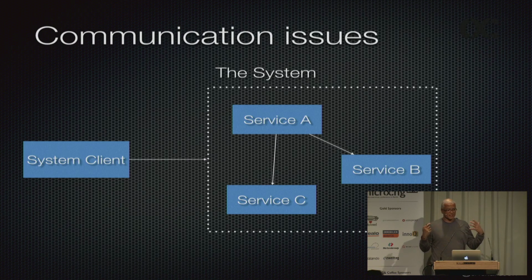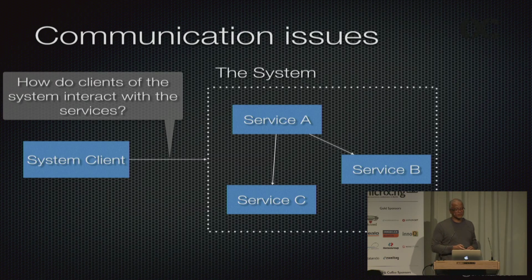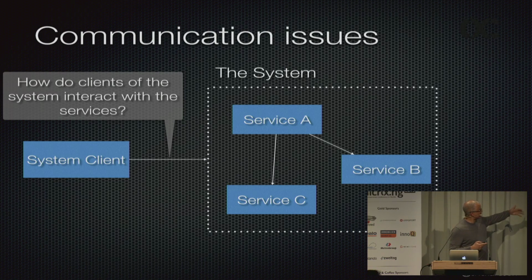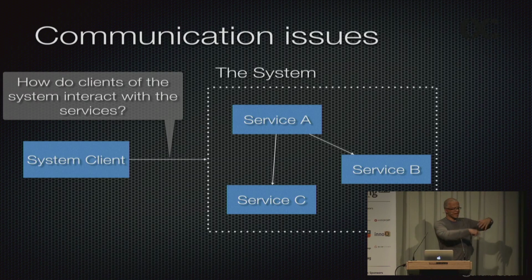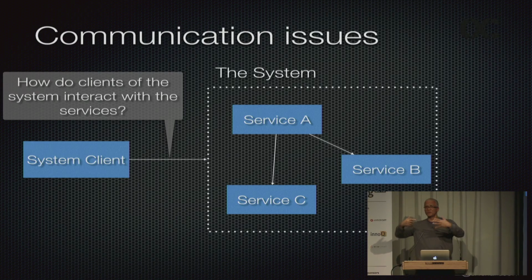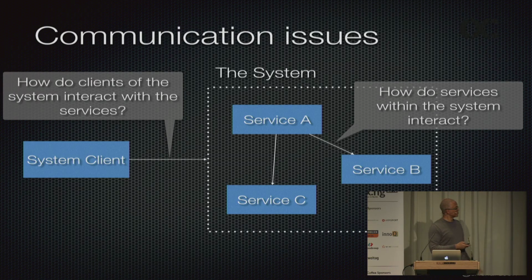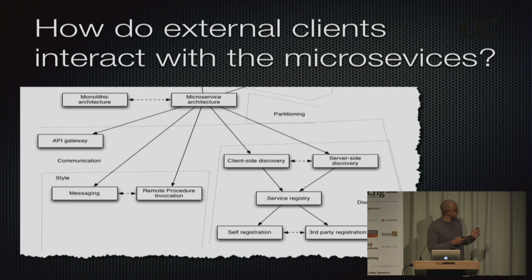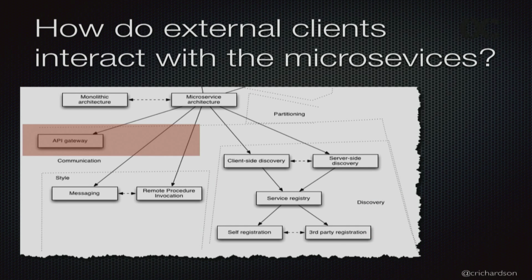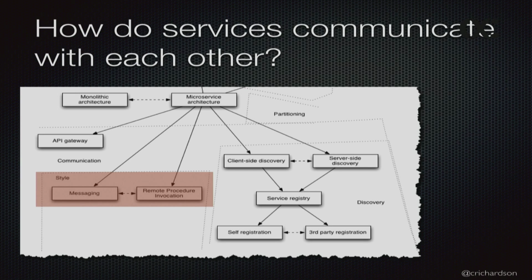As I mentioned, this is a distributed system, so there's a whole host of issues, right? Like, how does a client outside the system interact with what are now tens or hundreds of services? Who does it talk to? And then also, how do the services within the system interact with one another? As I mentioned at the beginning, there's a whole bunch of patterns to deal with this. To handle the interaction from the outside world in, you typically want to use an API gateway. In terms of communication styles, you should use either messaging or remote procedure invocation, or maybe a combination of both.